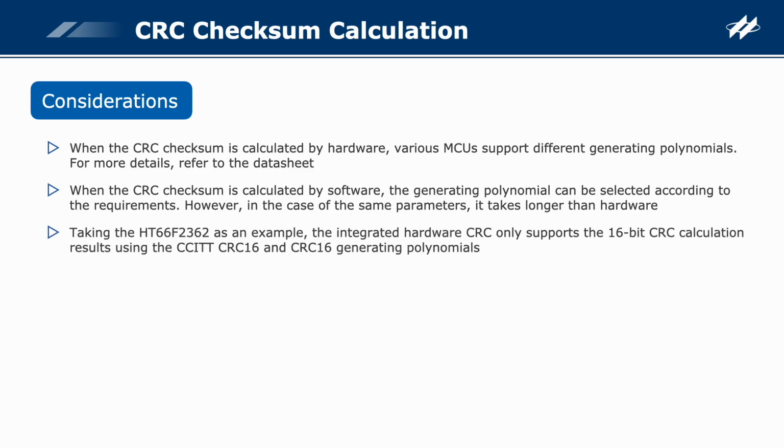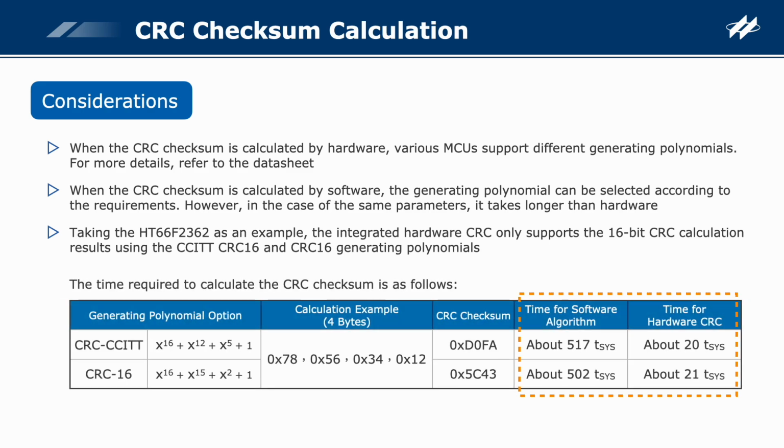Taking the HT66F2362 as an example, the integrated hardware CRC only supports the 16-bit CRC calculation results using the CCITT CRC16 and CRC16 generating polynomials. The time required to calculate the CRC checksum is as follows. For more details, refer to the application note HT66F23 series CRC application guidelines on the Holtek official website.